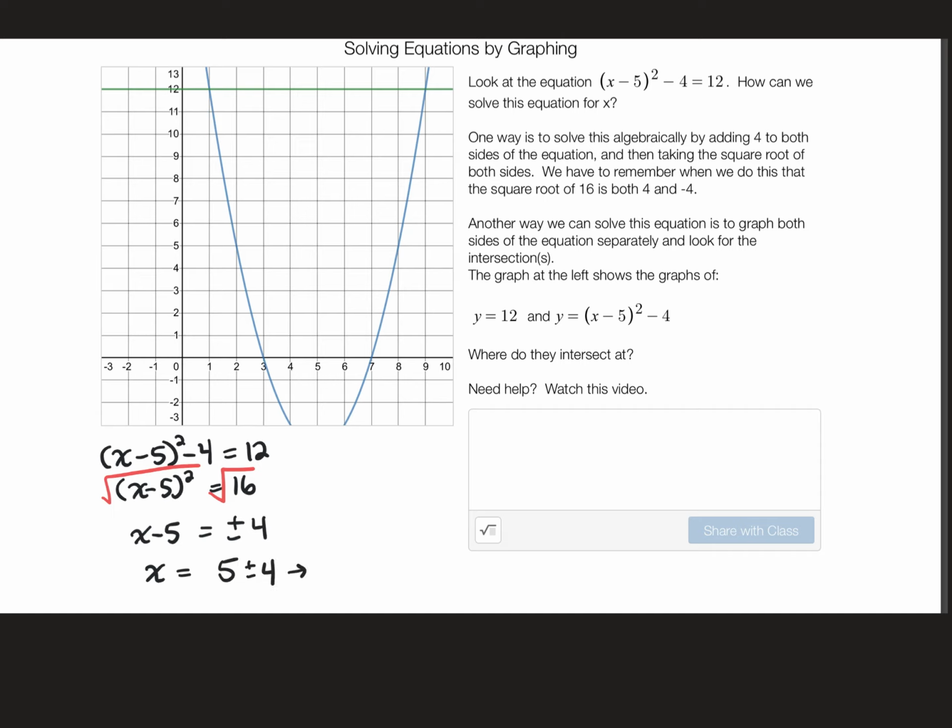And what that translates into is x = 5 + 4 or x = 5 − 4. So we either get 9 or 1. Those are our two solutions.